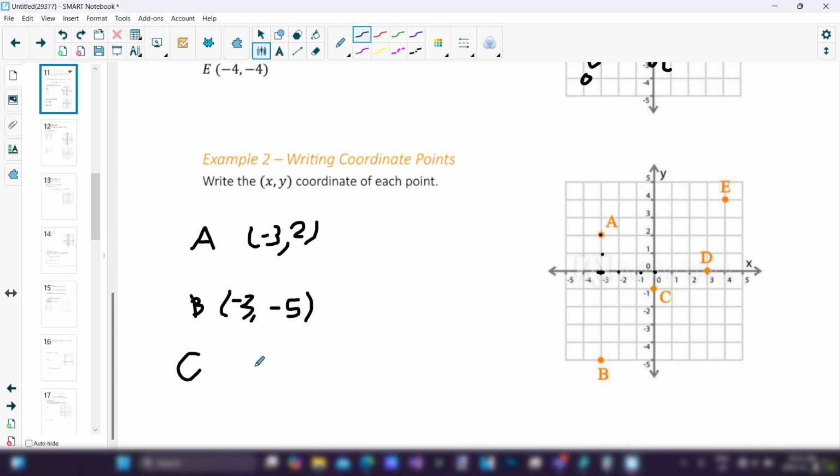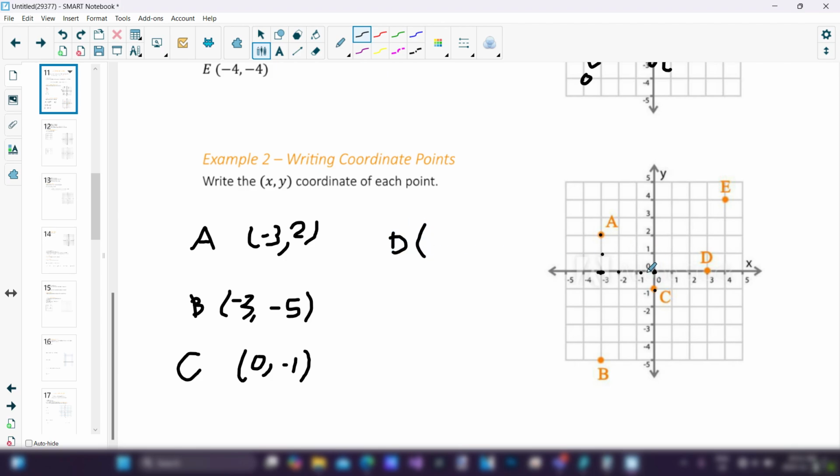C might be a little tricky because it has a 0. So if you start at the origin, you don't need to move anywhere on the x-axis to get to C. So that means we have a 0 coordinate for x. But I do have to move down 1 to get to C. So it sits at negative 1 on the y-axis.